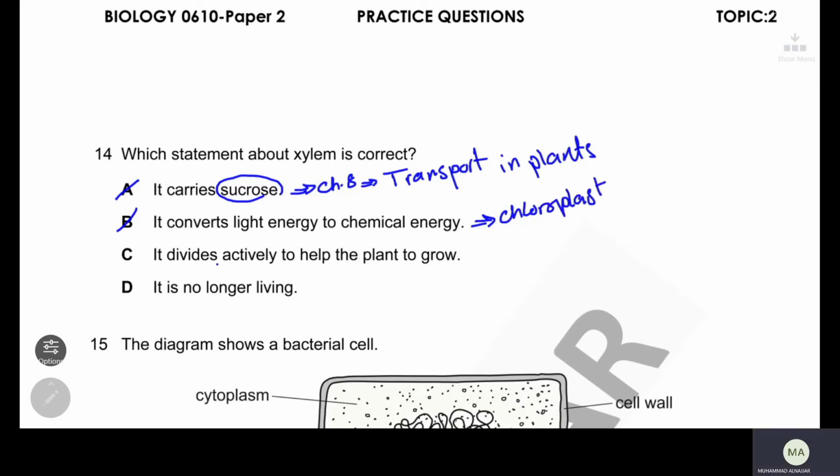C, it divides actively to help the plant grow. Surely it is incorrect because the xylem vessel is a dead lignified tissue. So we will not choose this. But it is no longer living, which is true and the correct answer, because xylem cells, when they become mature, will lose their cell content and become dead. So this is the correct answer.